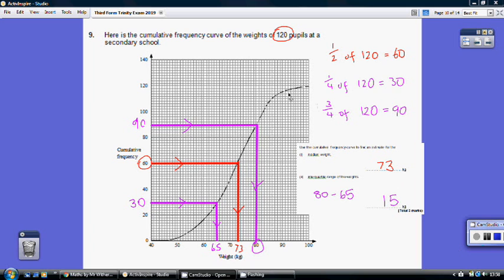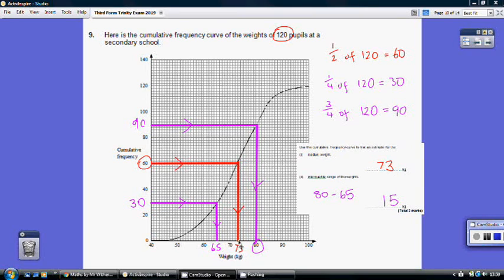Question 9. So use the cumulative frequency curve to find an estimate for the median weight. Well, the median weight is going to be the middle weight. So 120 pupils, halving this, we get 60. So we want our 60th person. So we go along on 60, cumulative frequency is 60, hit the curve and take a reading. I think it's about 73.